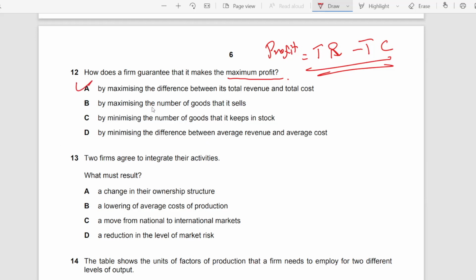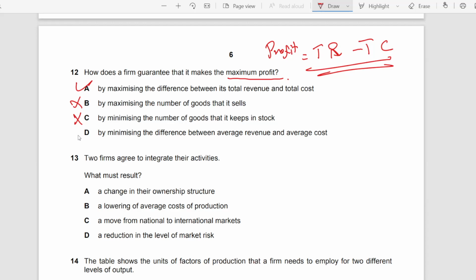Look at the other options. The maximum number of goods that it sells. Well, you can sell more goods and you can make a loss. So wrong. By minimizing the number of goods that it keeps in stock, you can keep lesser stock and still not have enough sales to maximize profits. Wrong. By minimizing the difference between average revenue and average cost, you make very high profit per unit that you sell, but it does not mean that your total profit will increase. You could be making a high profit margin on each and every single unit, but you might not be making enough sales to maximize your profit.